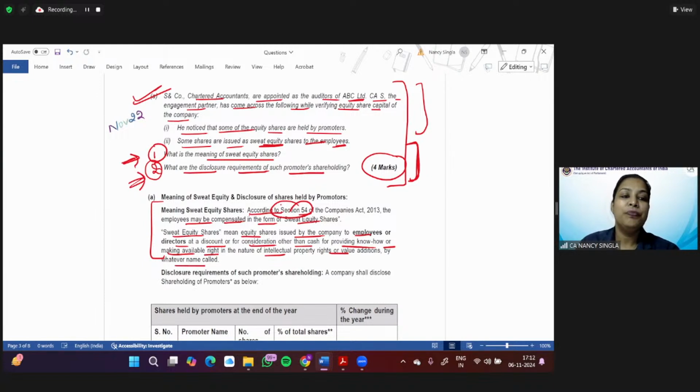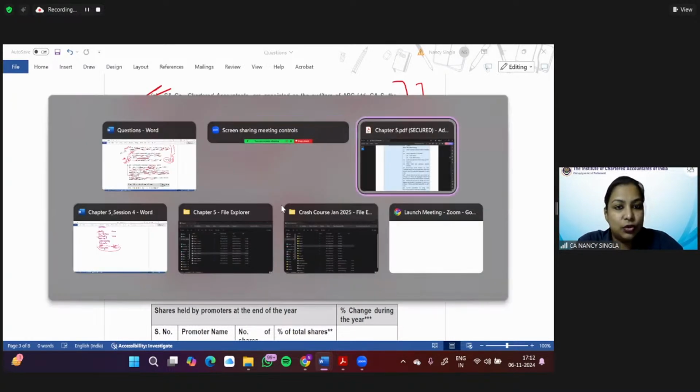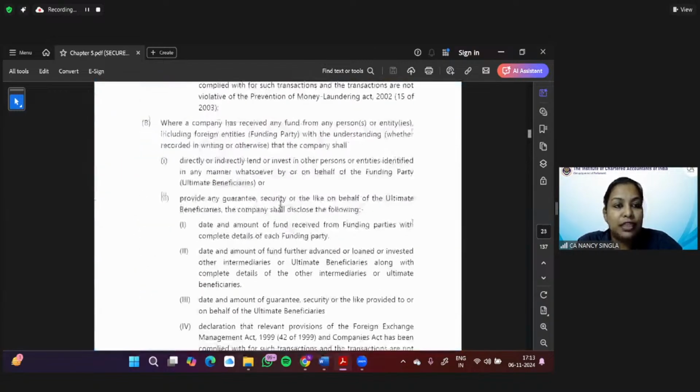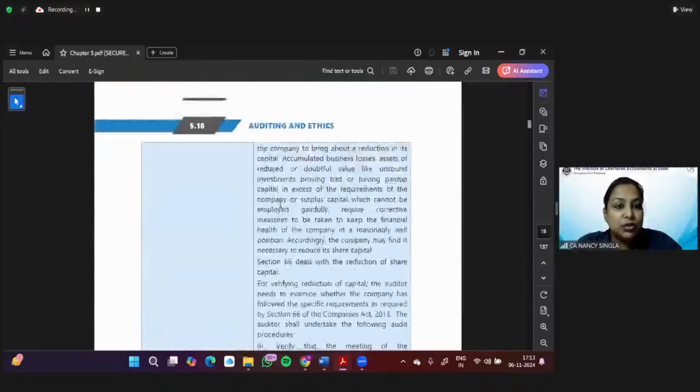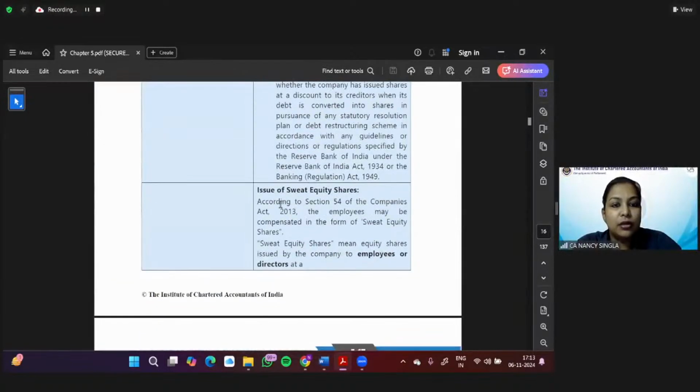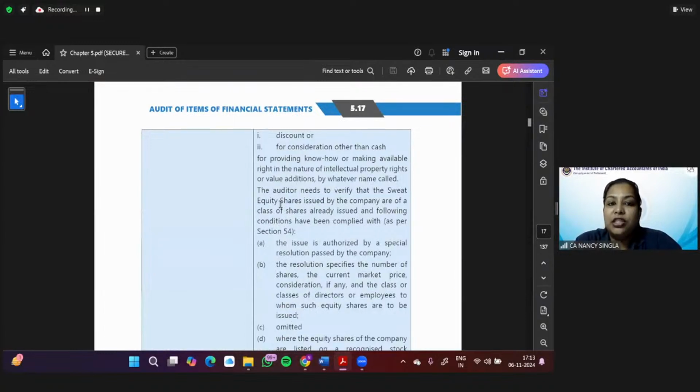So this definition, though you are learning it since very long, I'm sure that you have now learned it by heart. Now, disclosure requirements of such promoter shareholding. He noticed that some of the equity shares are held by the promoters. So, let me just take you to the relevant topic in your module. So, the definition of equity share, sweat equity shares is given where? Here, on page number 5.17. Right? Direct question from here.